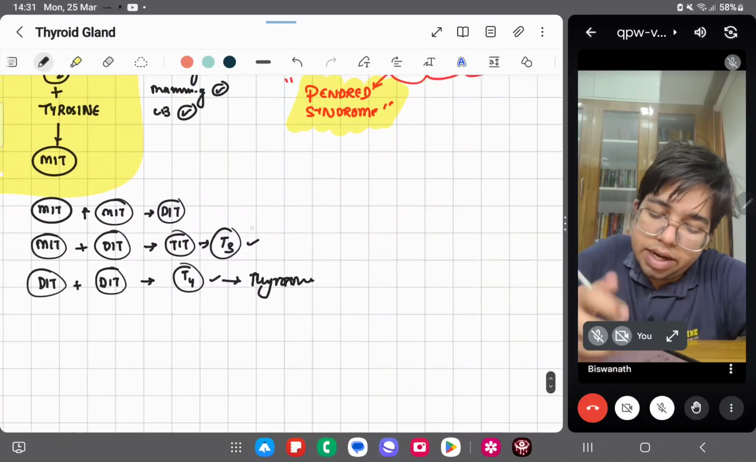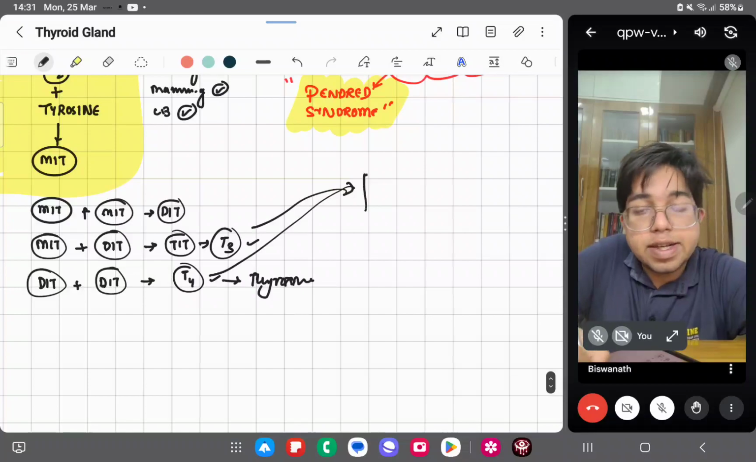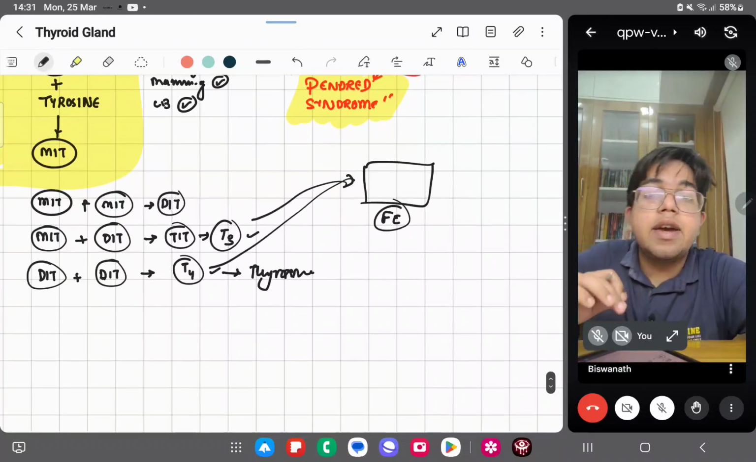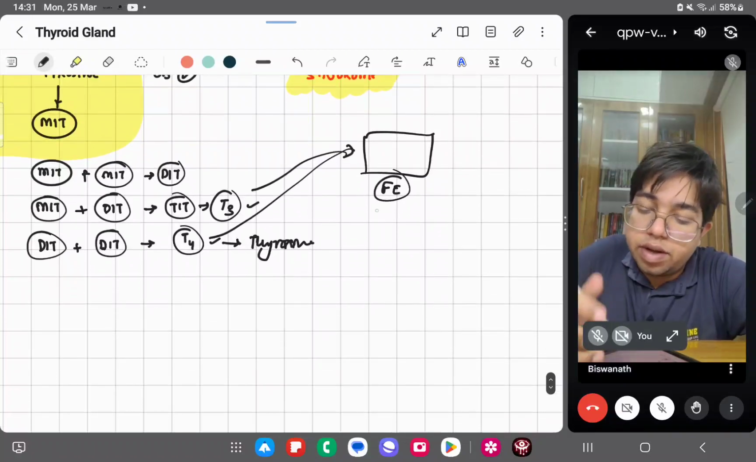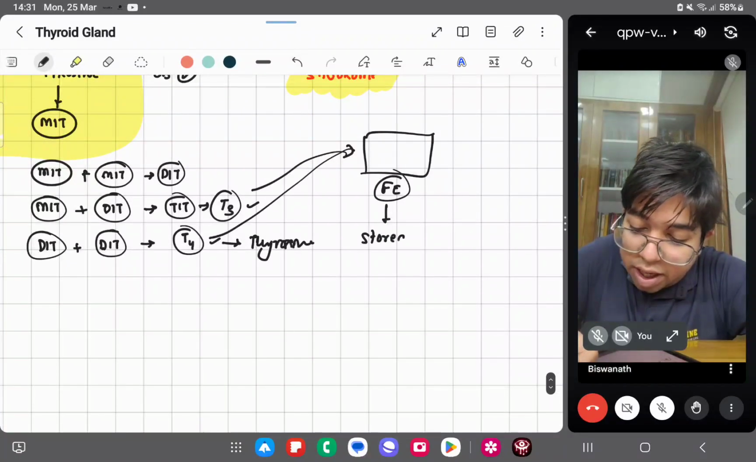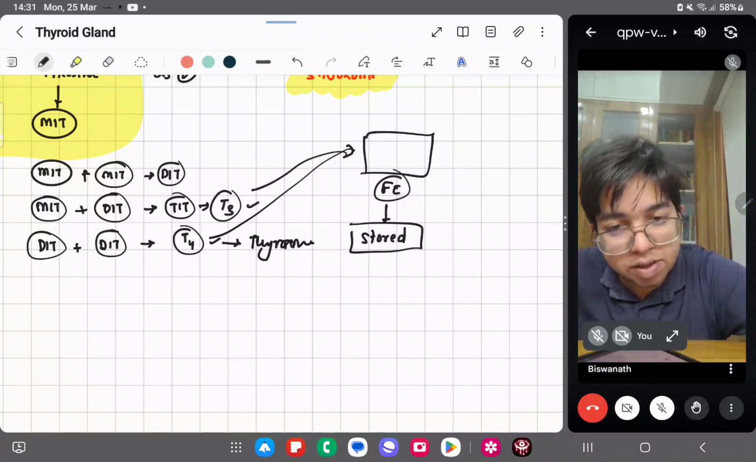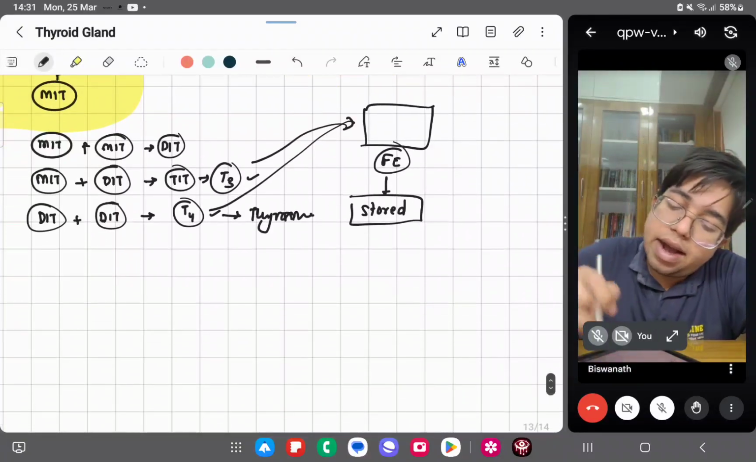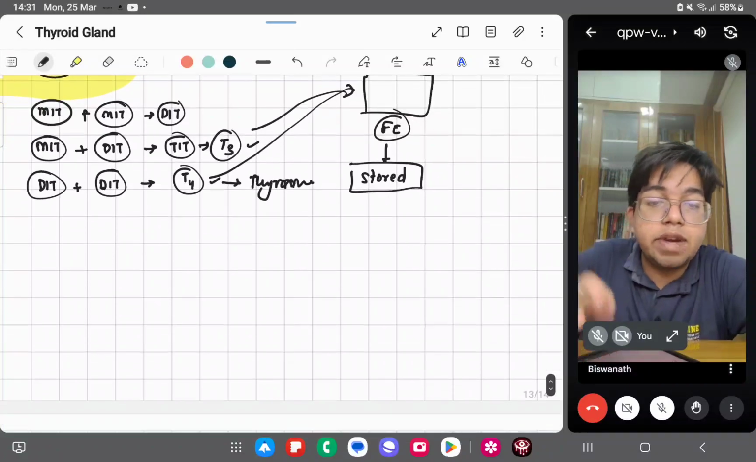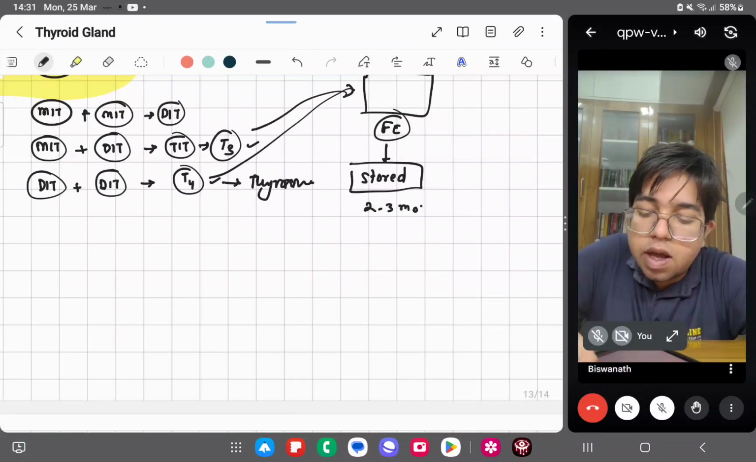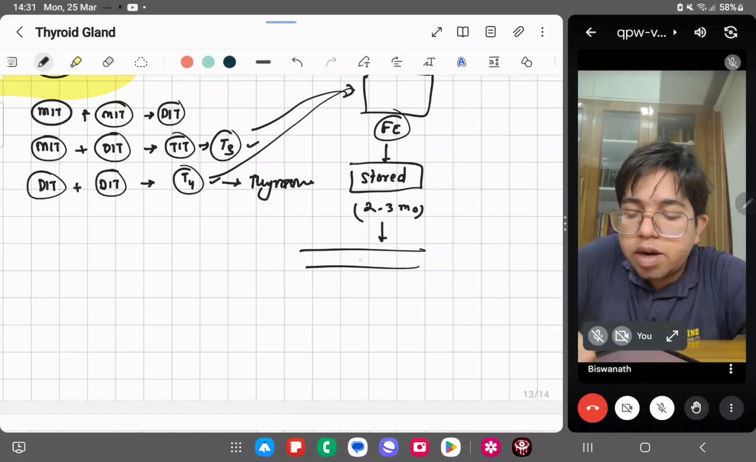This T3 and T4 are then sent to your follicular cell again, where it is stored. Very important: the thyroid gland is the only gland which stores its released product. It is stored for 2 to 3 months, or even 3 to 4 months. Some books write 2 to 3 months. These are released into blood when required.